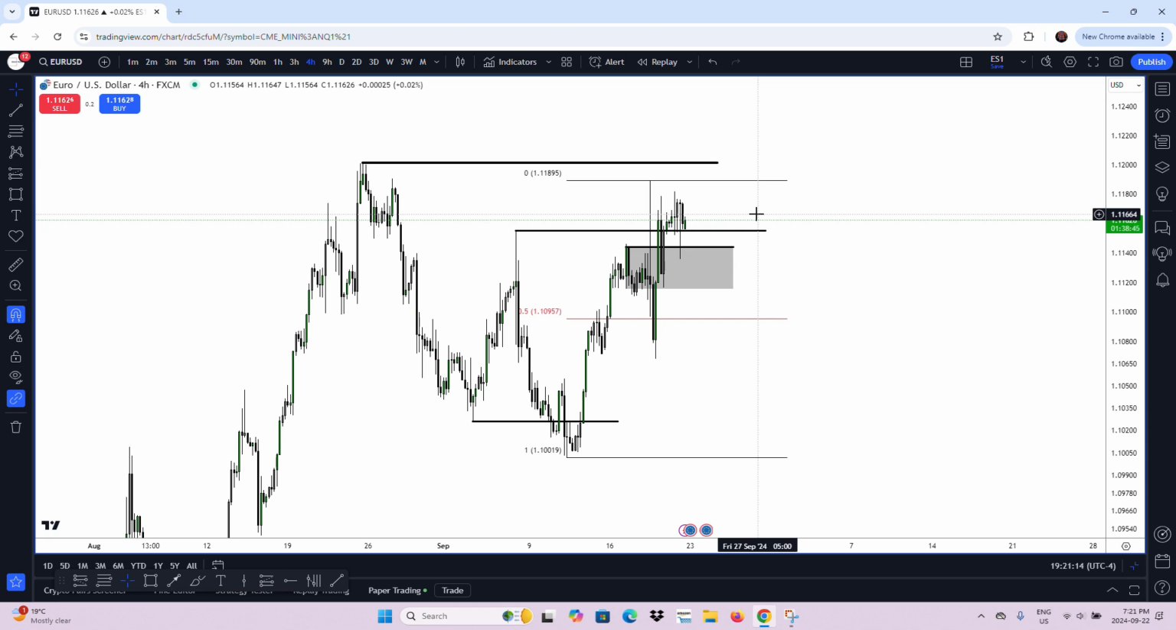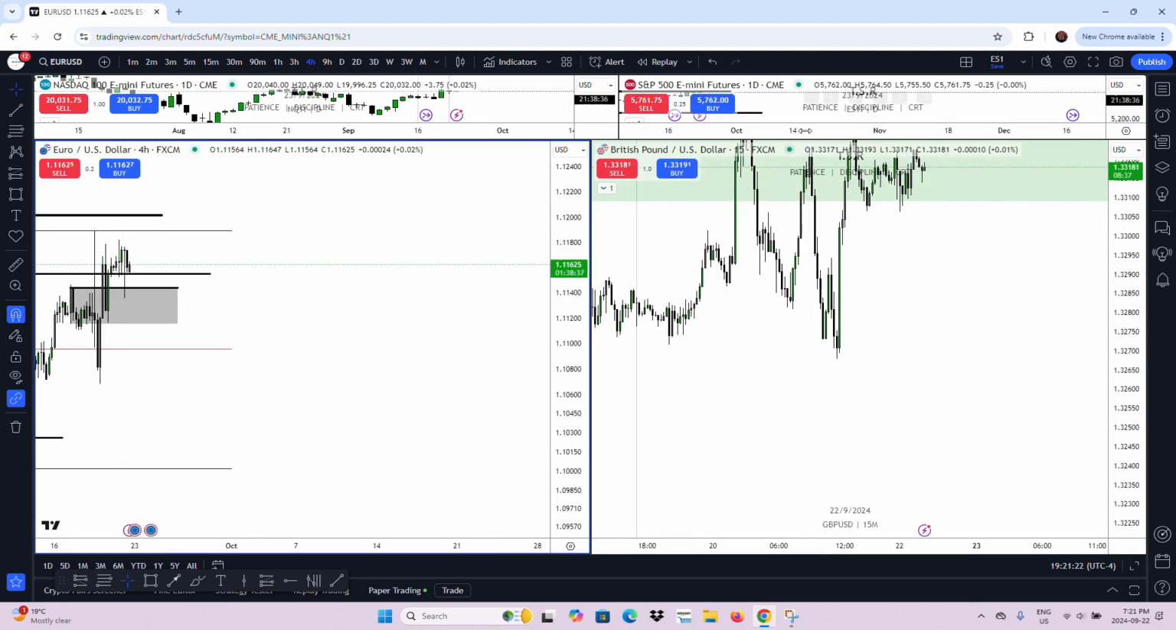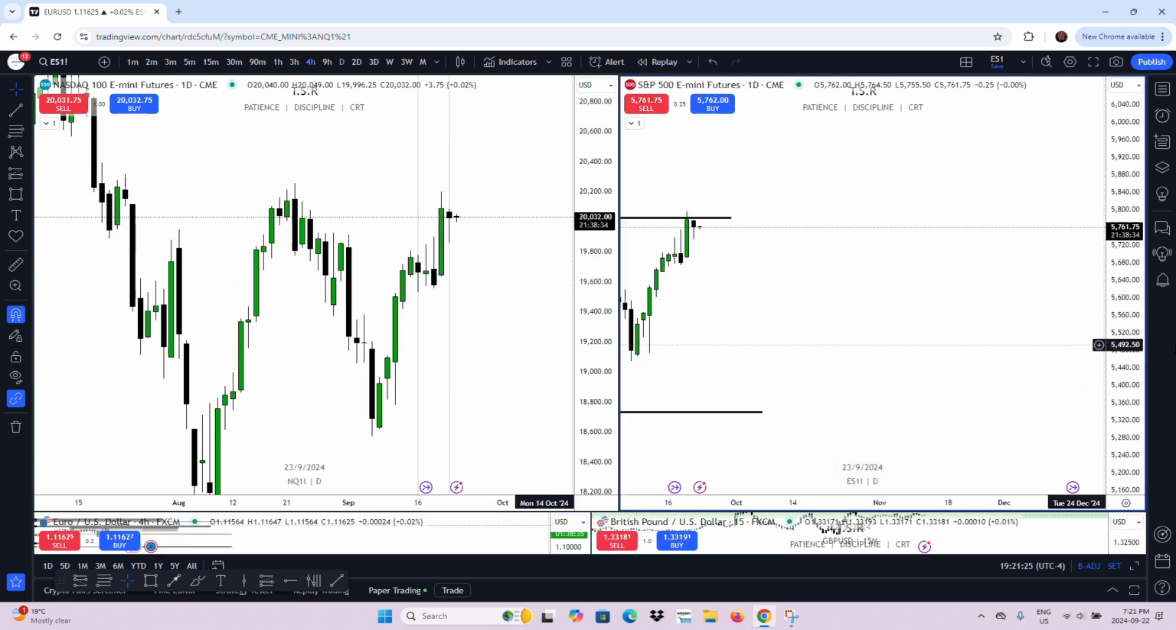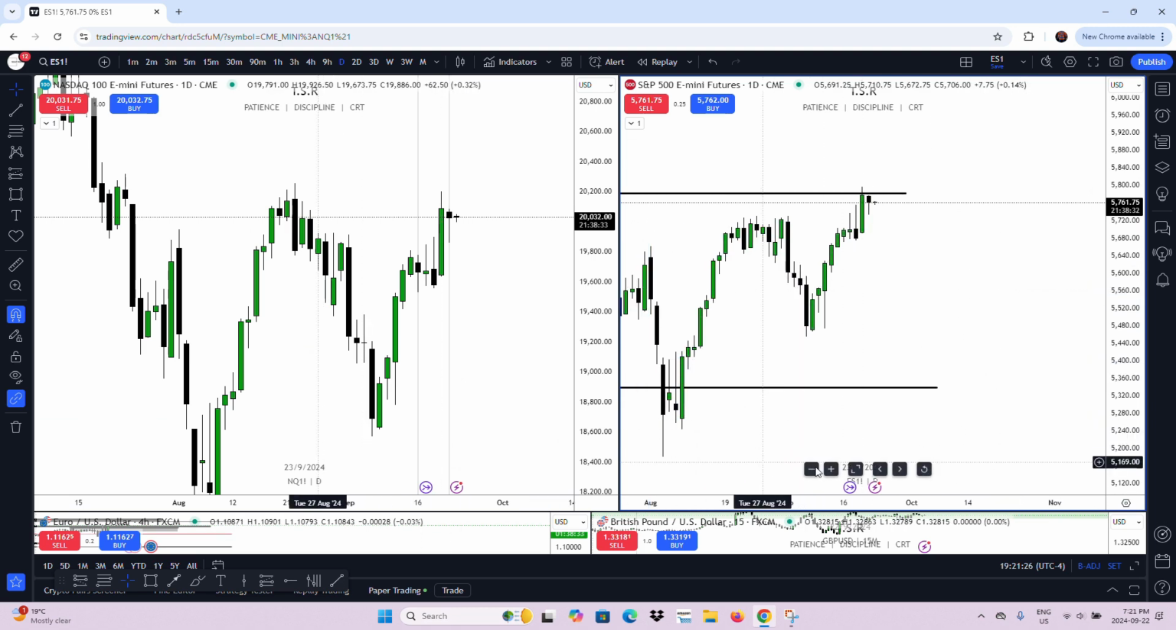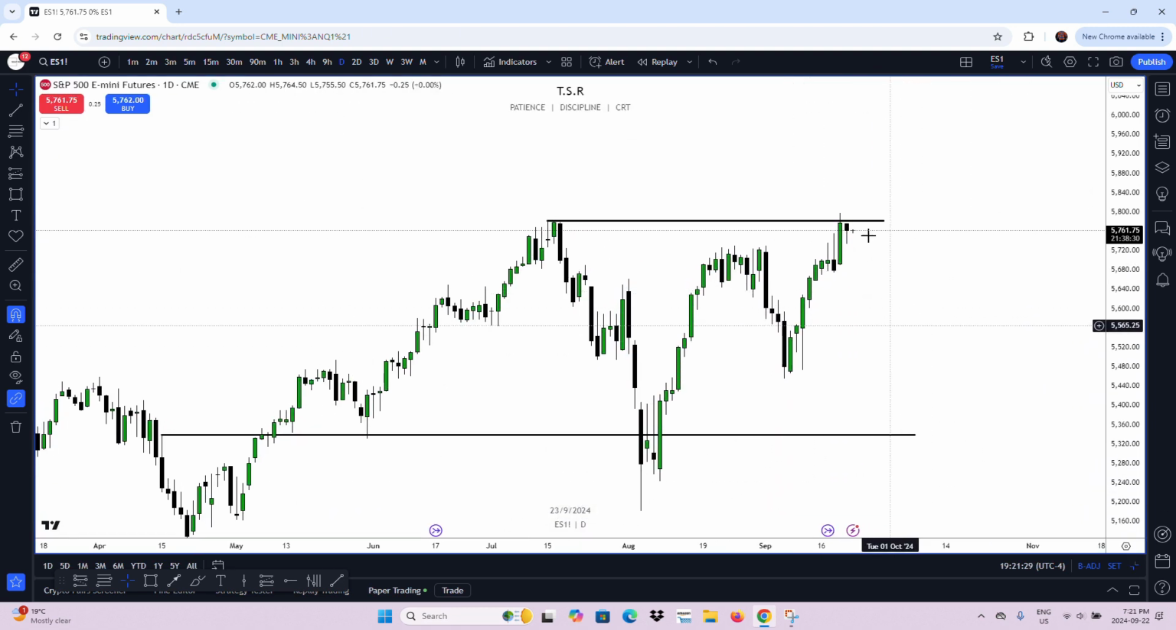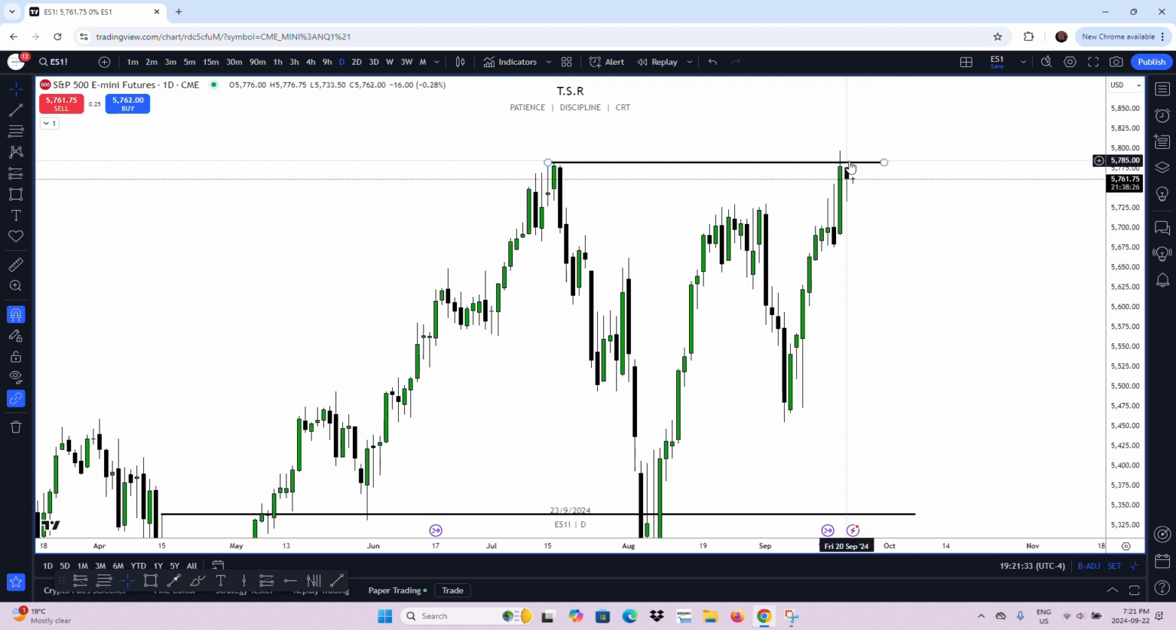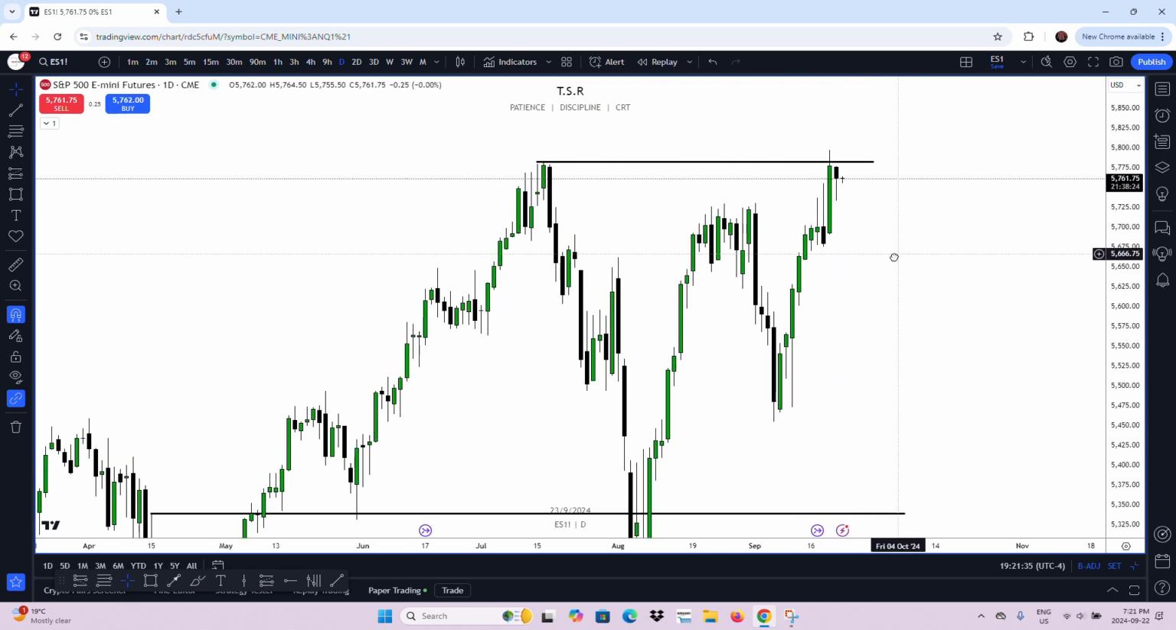Okay, before we leave, what do I expect on the euro dollar? A move below the weekly open, retrace into a key level, expansion higher. What do I expect on ES? I expect a retracement on ES and expansion above these highs. What can also happen is, of course, a range. Okay?